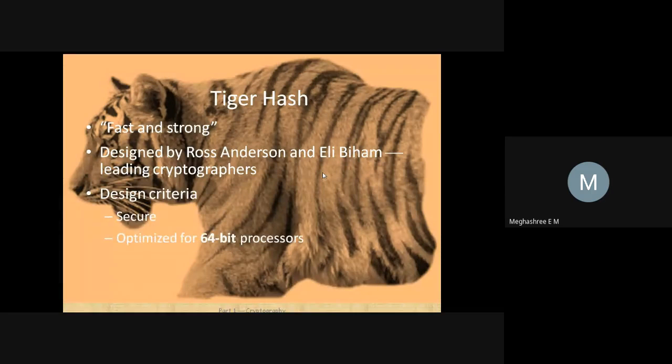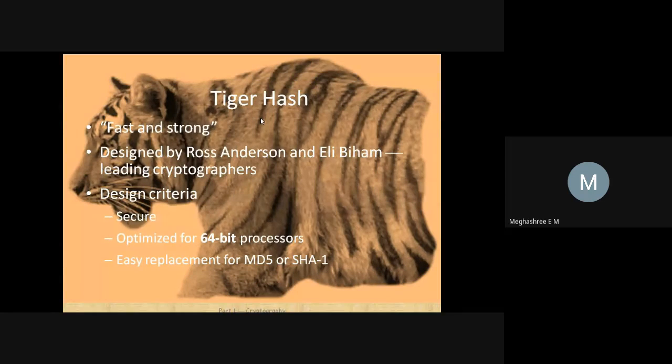The criterion of this hash function is that it is more secure compared to MD5 and SHA1, and it is optimized particularly for 64-bit processors. MD5 and SHA1 were not compatible with 64-bit processors. That's why the new hash function was designed and optimized for 64-bit processors. You can see it is an easy replacement for MD5 or SHA1. As we found collisions in these two algorithms, the Tiger hash function came into use.